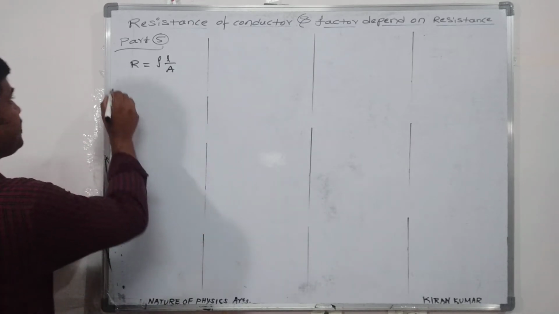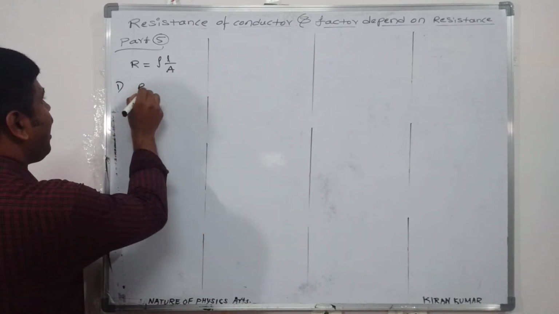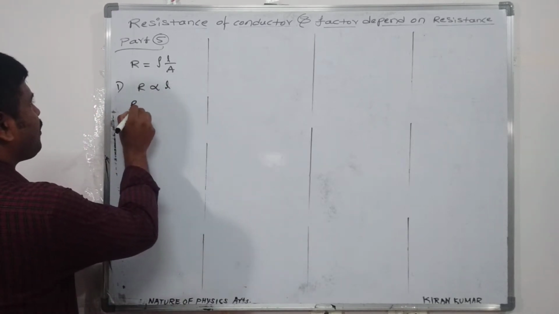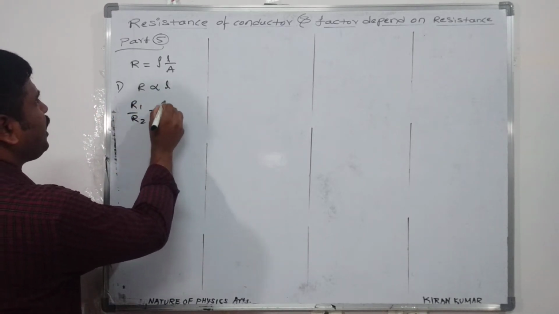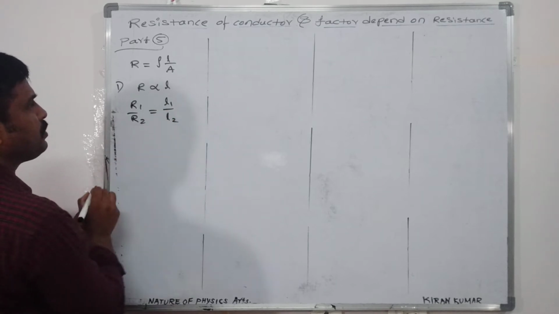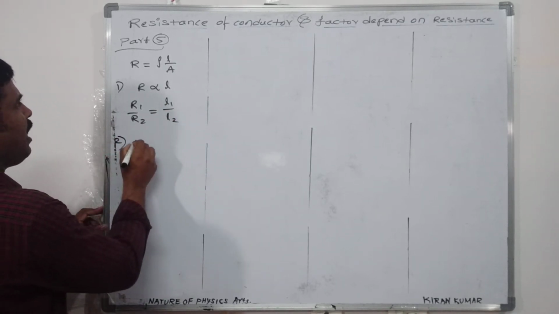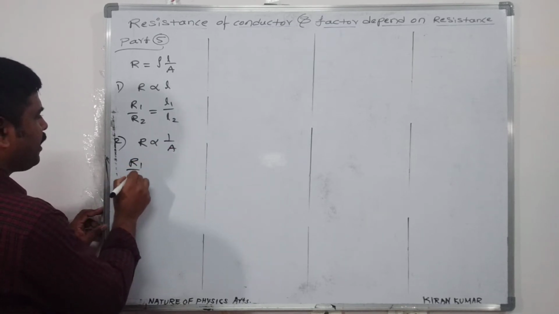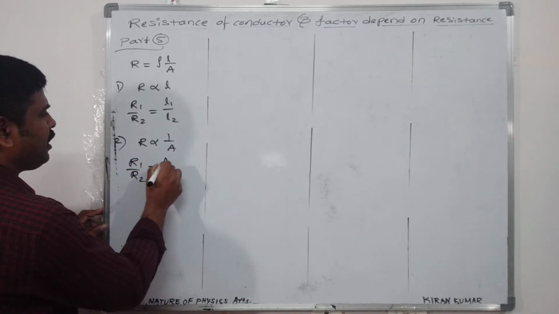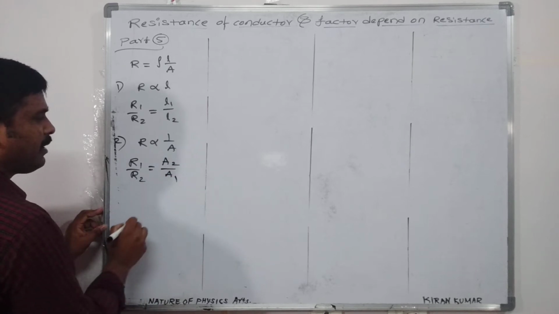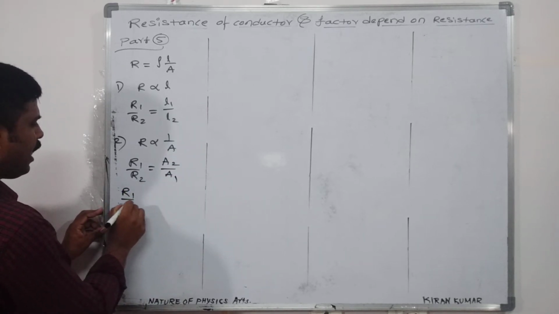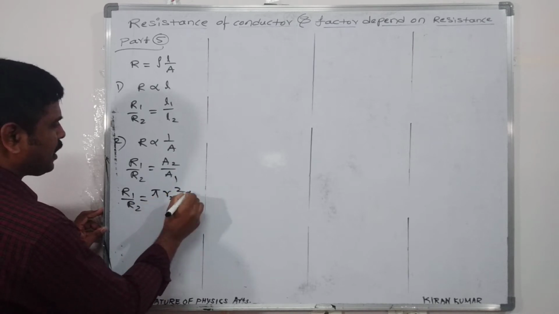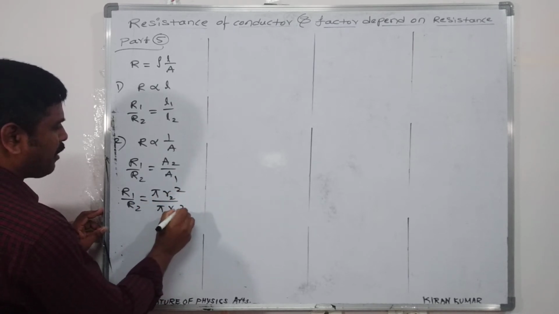So first one is R directly proportional to the L. So R1 by R2 is equal to L1 by L2. And second one, R inversely proportional to the area. So R1 by R2 is equal to A2 by A1. So R1 by R2 is equal to pi r2 square by pi r1 square.